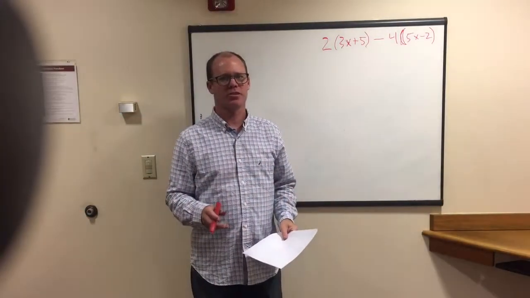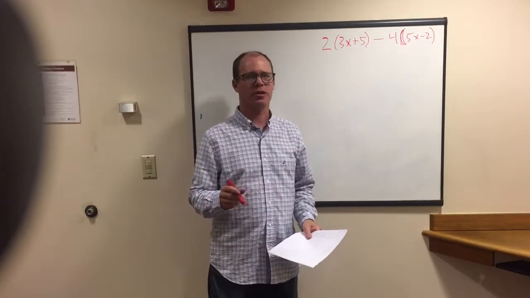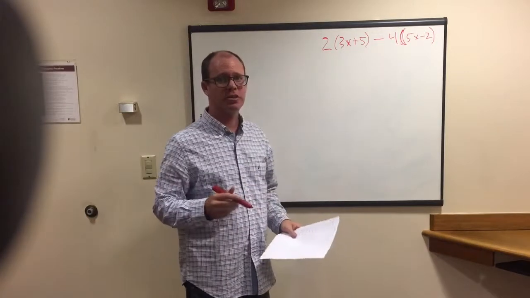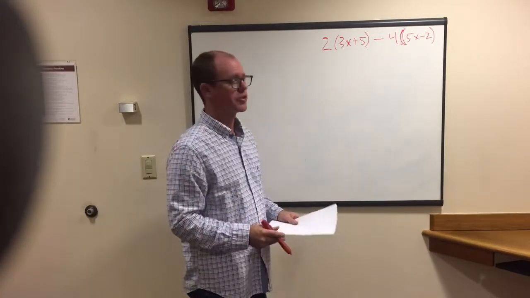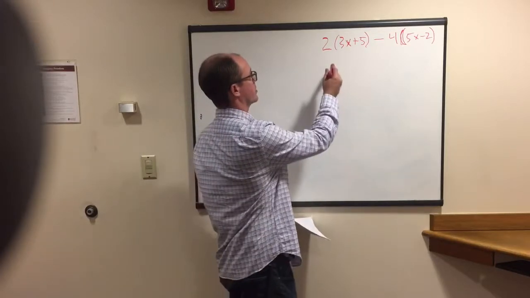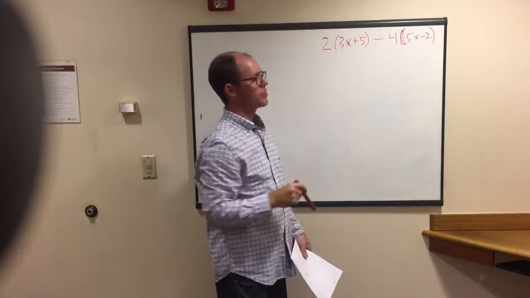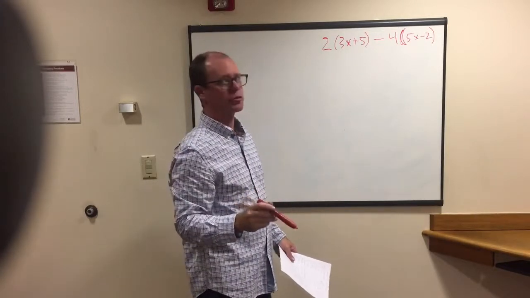All right, we have equations with one variable. So we're going to look at two questions here. This first one a little bit easier, and the second one a little bit more challenging. So we have 2 times (3x plus 5) minus 4 times (5x minus 2).